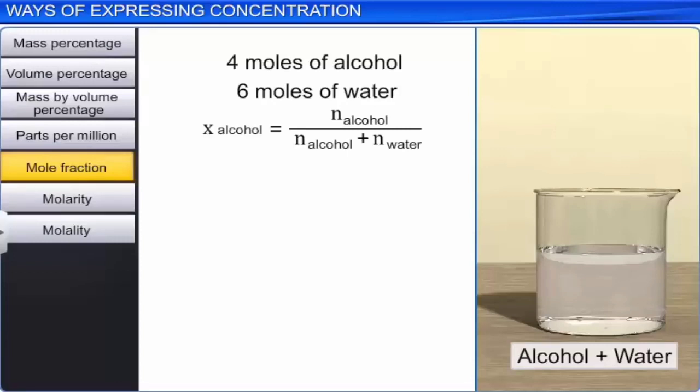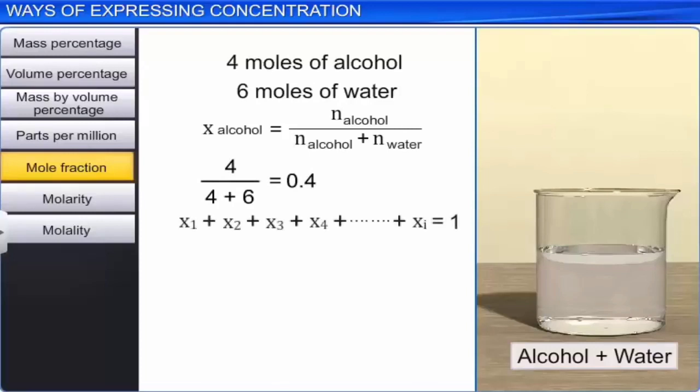Thus, mole fraction of alcohol equals 4 divided by 4 plus 6, which is equal to 0.4. As the sum of the mole fractions of all the components of a solution is always equal to 1, the sum of the mole fraction of alcohol and the mole fraction of water is 1. Or, the mole fraction of water is 1 minus 0.4, or 0.6. Note here that mole fraction is a dimensionless quantity.